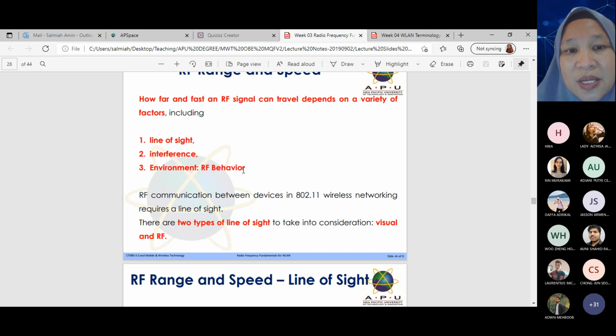So for your assignment, you need to analyze the current site. For example, the current site at your home, the infrastructure that you have, you need to check and analyze in terms of these three factors. Okay, so let us see one by one. We look at line of sight first. For line of sight, there are two types: visual and radio frequency.